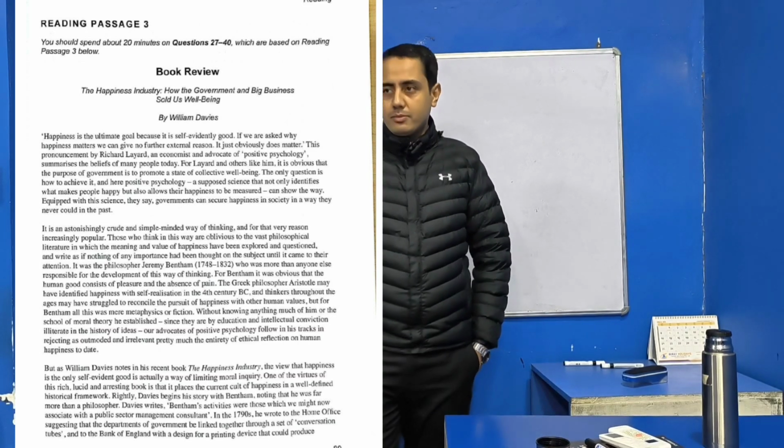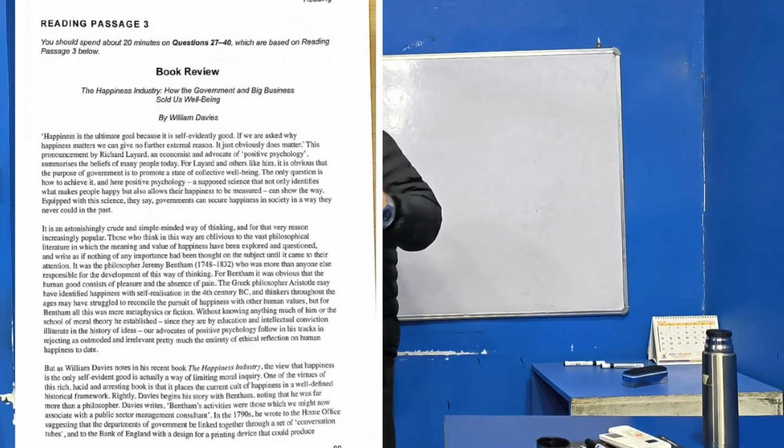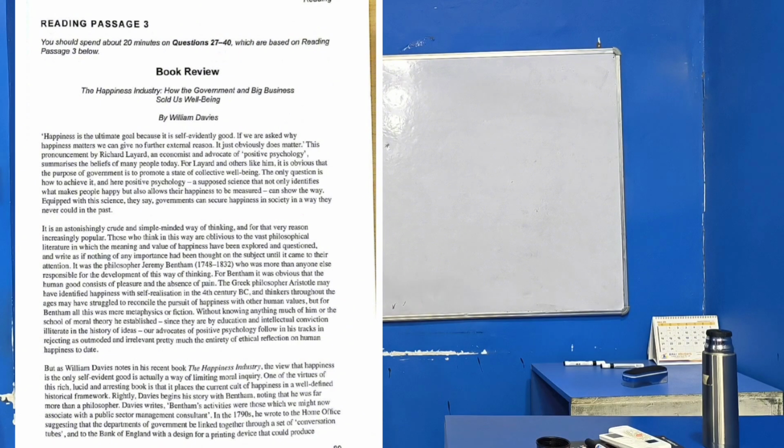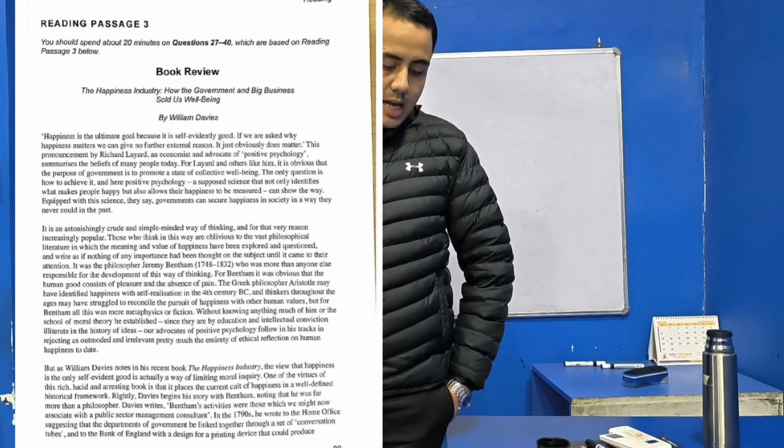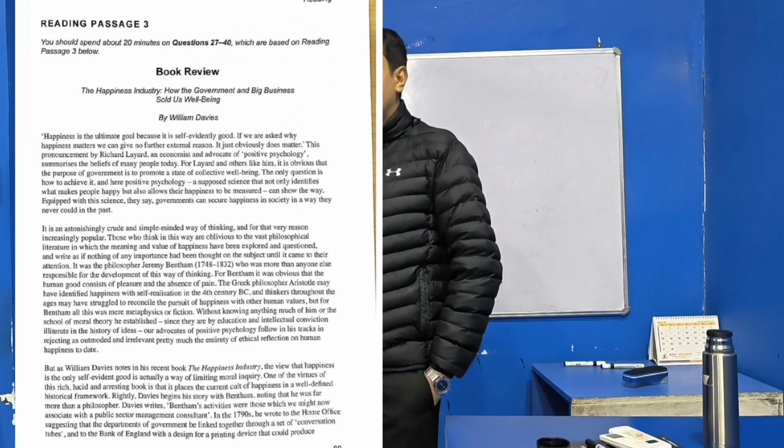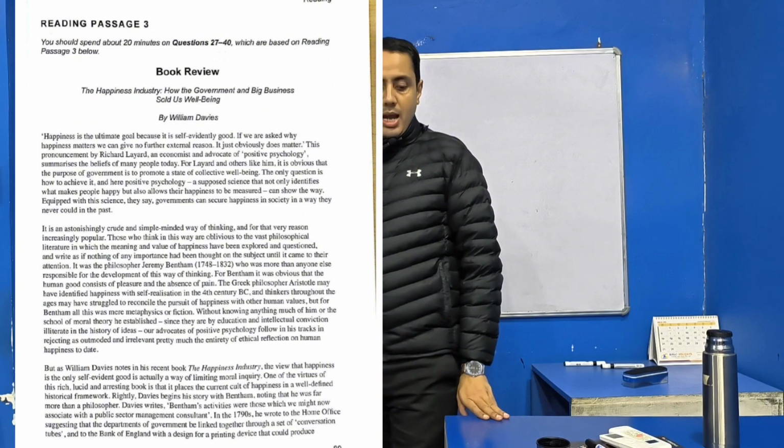It says book review. So somebody read a book and somebody wrote a review of the book. They read the book and they wrote what they felt by reading the book. What is the book name? The Happiness Industry, How the Government and Big Business Sold Us Well-Being. There's a book titled that. And the book is by William Davis. So it talks about the happiness industry. What do you think it means, the happiness industry?